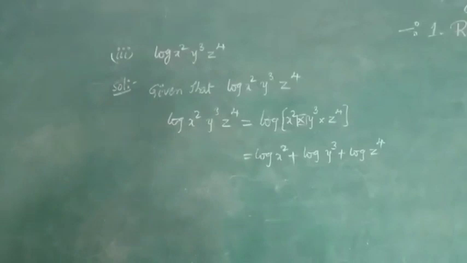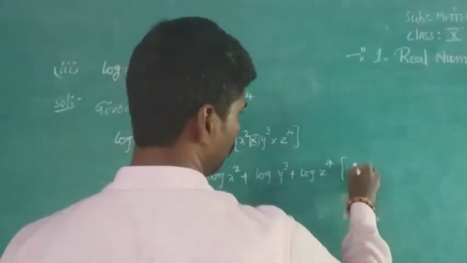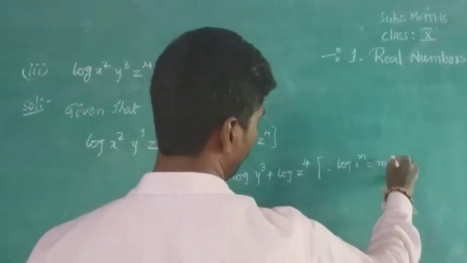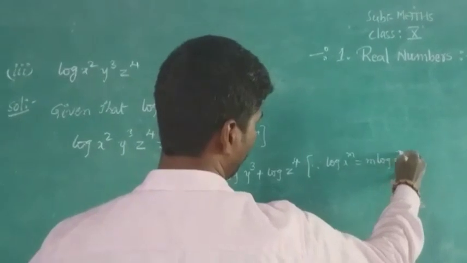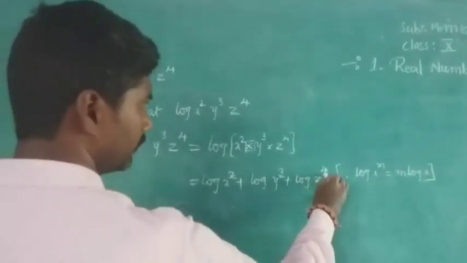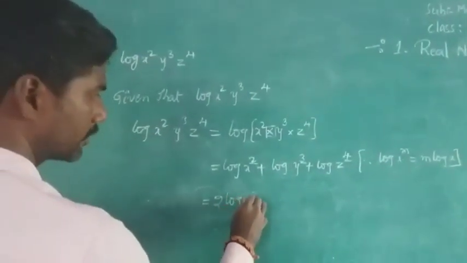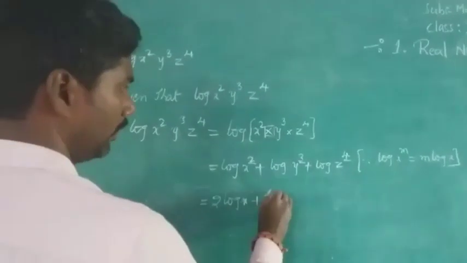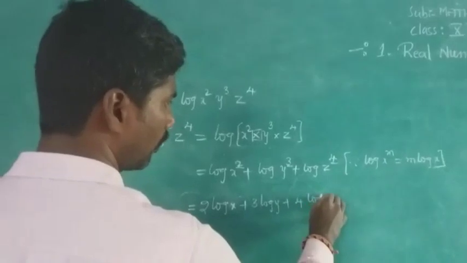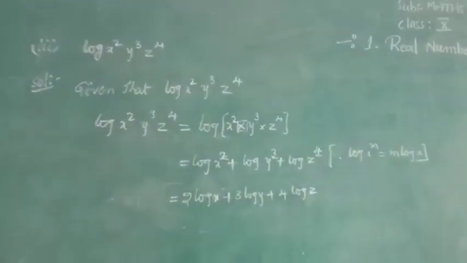So now the power rule we are using. What is the power rule? I told you that log x to the power of m is m into log x. So these are the powers, right? That will come in front of the log. So 2 log x plus 3 log y plus 4 log z. So this will be the expanded form.